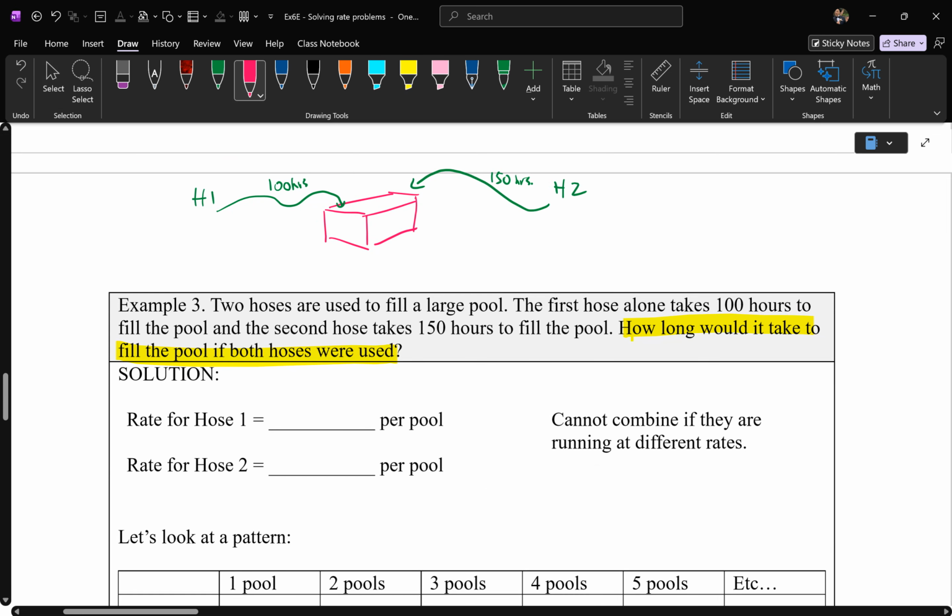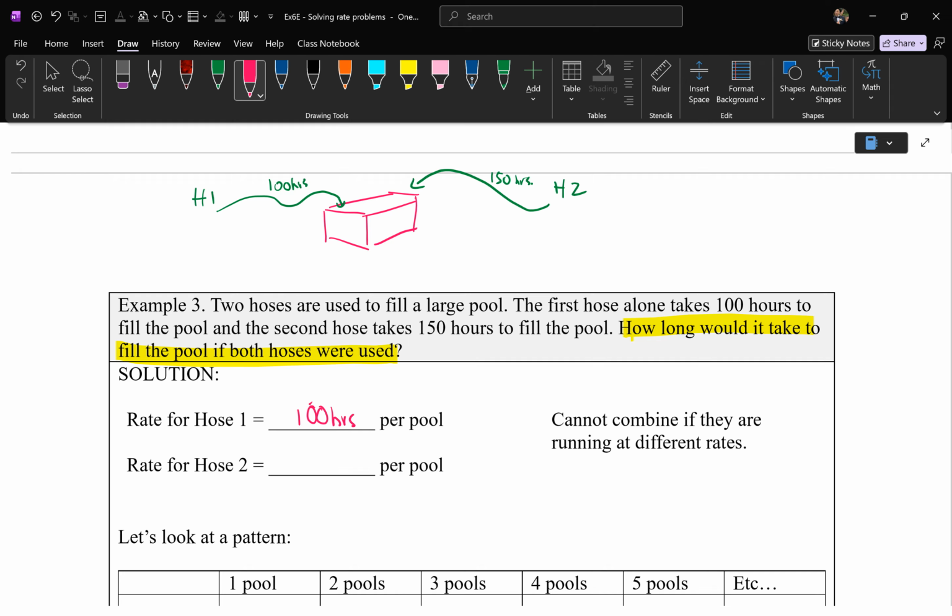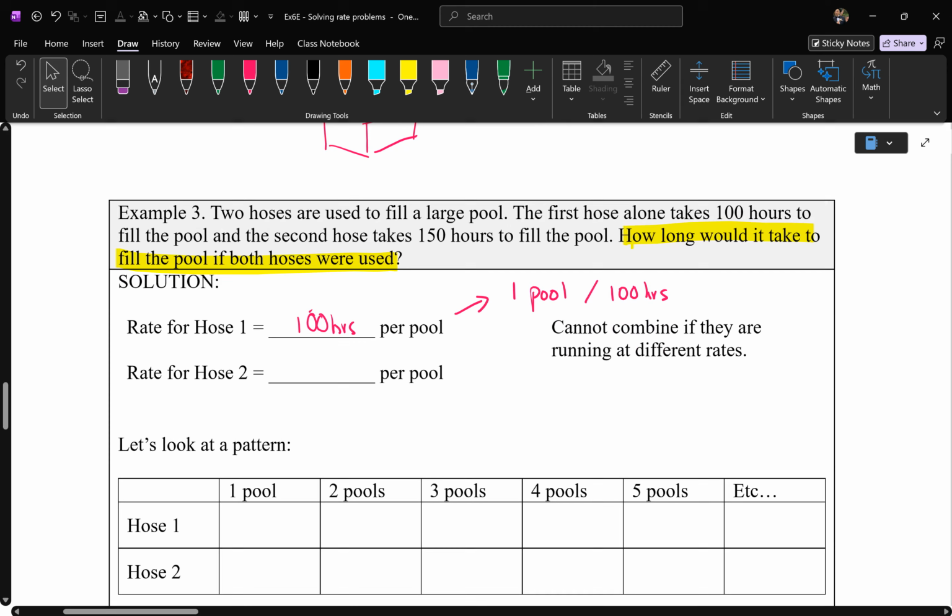We know that the rate for the first hose was 100 hours per pool. Or another way of thinking about it is for every one pool, it takes 100 hours. True? So going with the first rate, let's fill out the table.